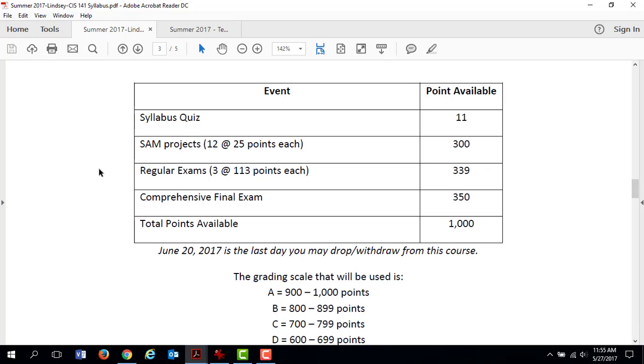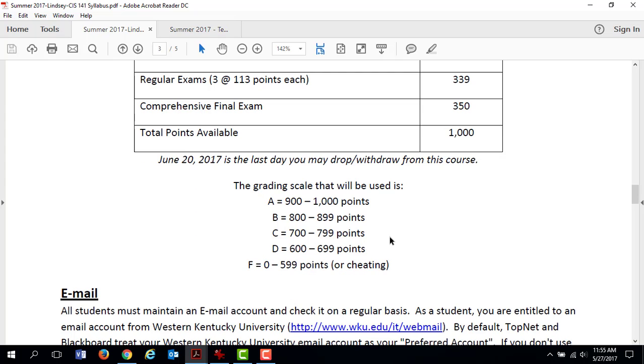Then you have these guys right down here. Your SAM projects, which we've alluded to a number of times already. Those account for 300 total points. Your regular exams, those 3 regular tests, are going to account for 339 points. And then your comprehensive final exam for 350. So altogether, if you got 100% on every single thing, you would have earned 1,000 points.